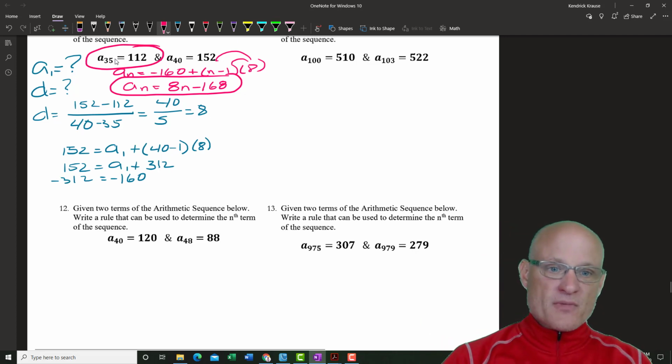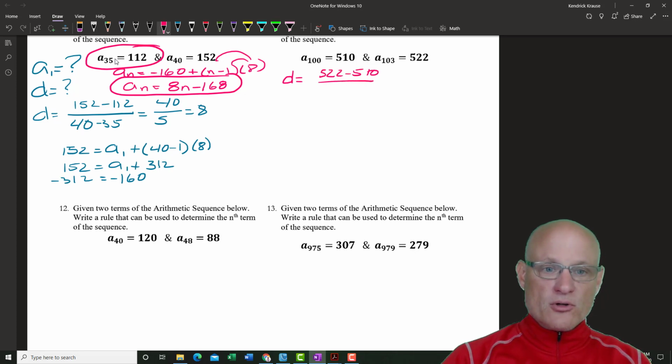All right, let's go. Let's just do this. D equals, we know we got to find D. So we're going to go 522 minus 510 all over 103 minus 100. Well, I know the denominator is 3. The numerator is 12, so this is just 4. So now I'm going to use, I don't know, this one looks really easy to use.